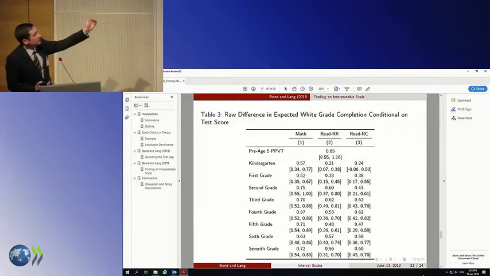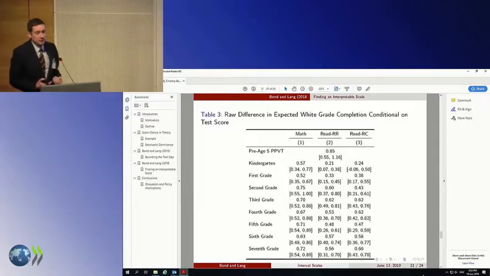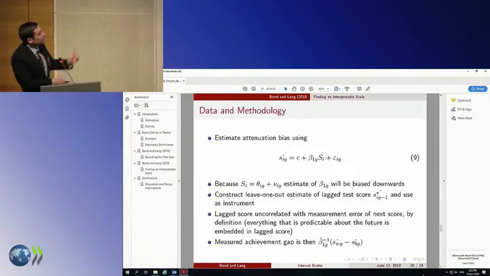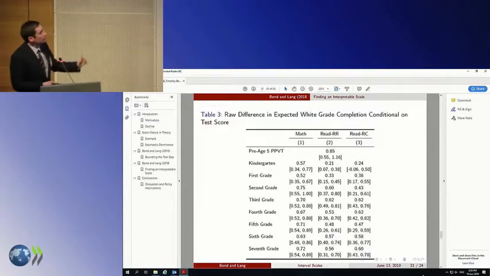Now here's us taking this in 3 different tests all the way out through 7th grade. If we just look at the raw difference, as in we don't perform this correction for measurement error, we don't divide by beta 1 hat, we see something that resembles the published scale as well. So the math test is fairly large in kindergarten. This would be 0.57 years of predicted future educational attainment and grows to 0.72 by 7th grade. Reading recognition is going from 0.21 to 0.56. The reading comprehension, the third column, is going from 0.24 to 0.6.